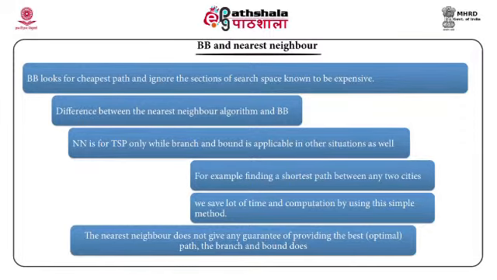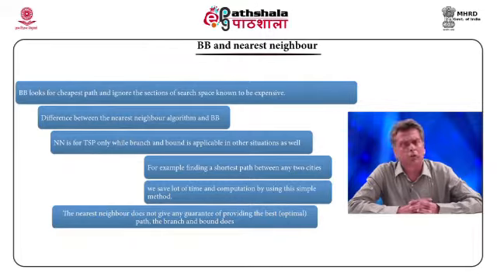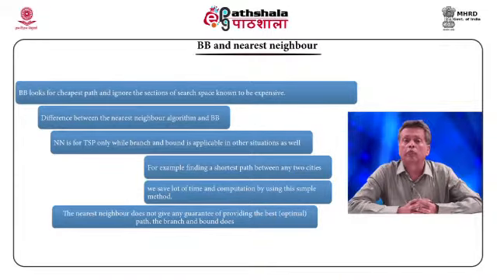Remember, nearest neighbor also was a very good algorithm, but the nearest neighbor does not give you any guarantee for optimal solution. It will give you a good solution, but not optimal solution. Branch and bound on the other hand will give you, yes, optimal solution. Nearest neighbor was only for TSP, branch and bound is for other problems as well. In fact, branch and bound can be combined with any search algorithm.